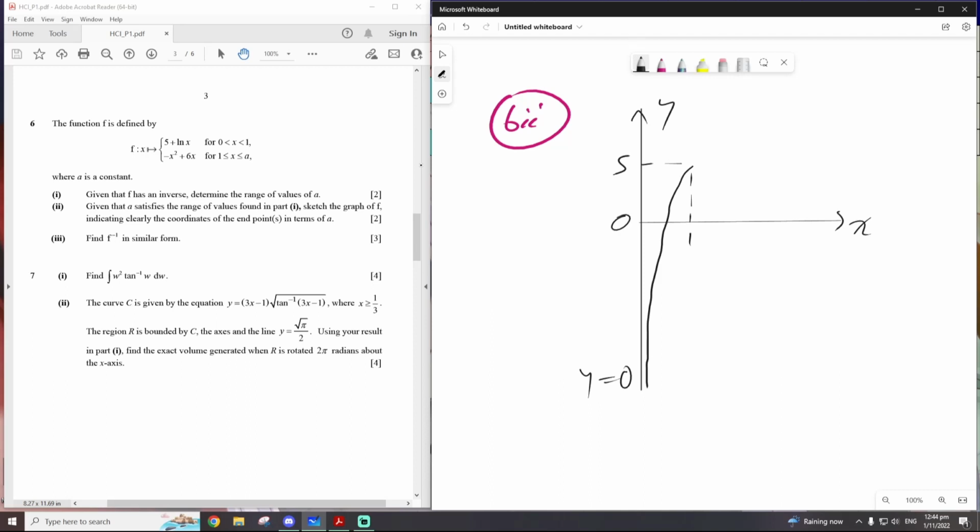So for the quadratic part, if you want to be precise, you can use your GC and you will find that the gradient here is slightly more, so you can curve it up a bit. And what will be the max point? The maximum point will be negative a squared plus 6a, because we determined that the curve is increasing on that interval, so you get something like this. You get a, and this is 6a minus a squared. And this is an included endpoint, so make it a shaded circle. So this is the curve of y equals f of x.